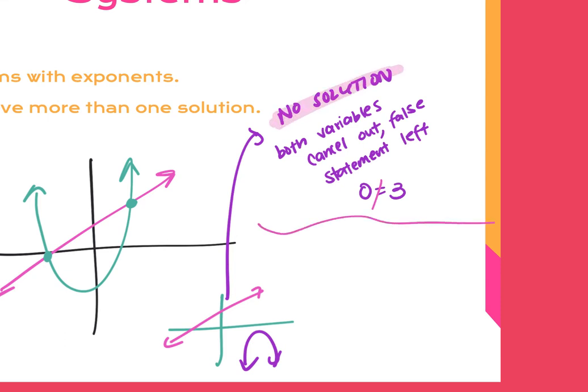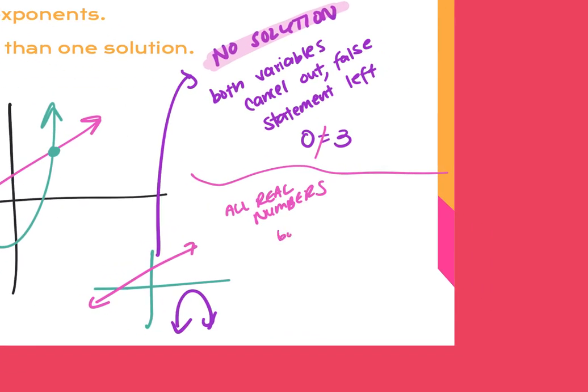The other special case is all real numbers. That happens if both variables cancel out and a true statement is left, like 0 equals 0. So that can happen while you're solving using substitution.